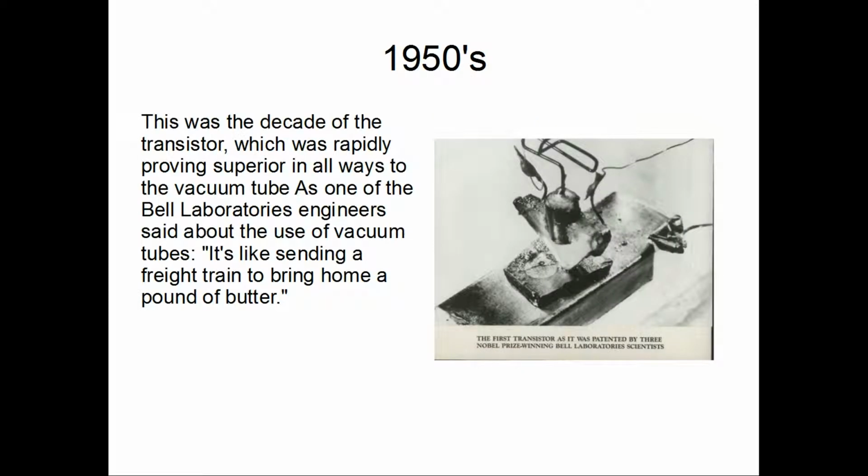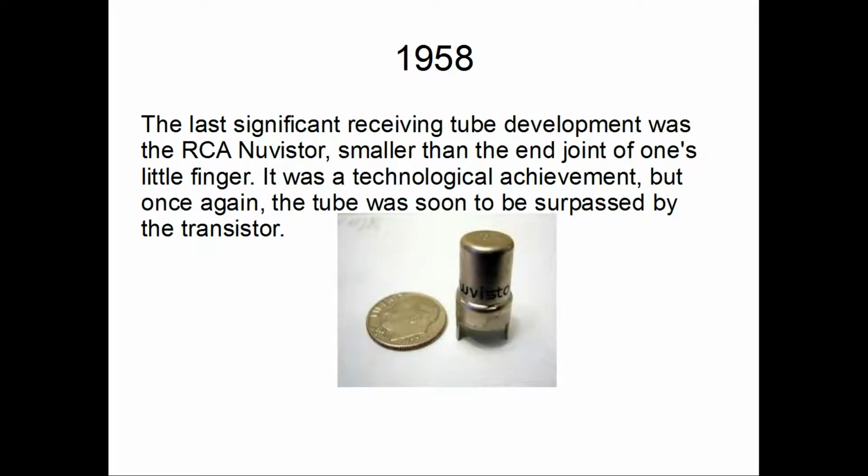The 1950s. This was the decade of the transistor, which was rapidly proving superior in all ways to the vacuum tube. In 1958, the last significant receiving tube development was the RCA NuVistor. Smaller than the end joint of one's little finger, it was a technological achievement, but once again the tube was soon to be surpassed by the transistor.